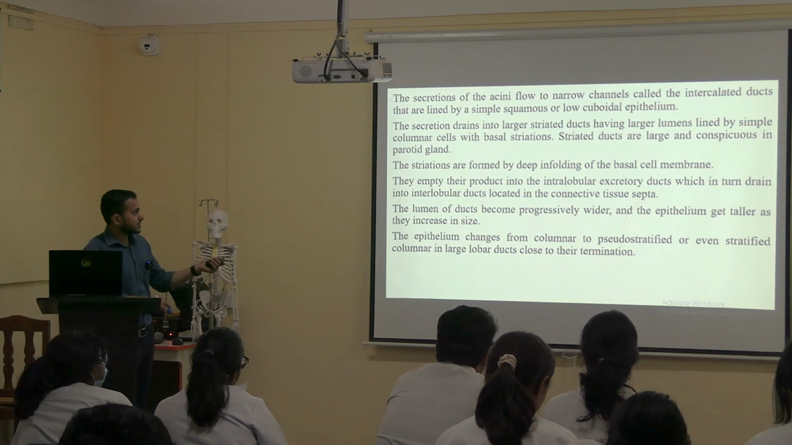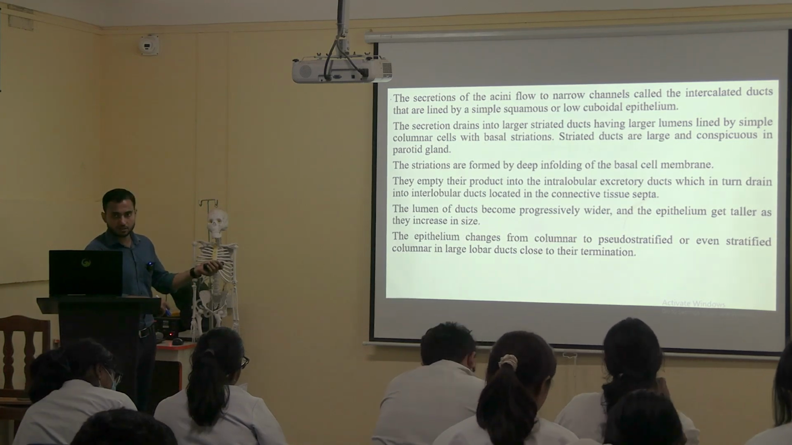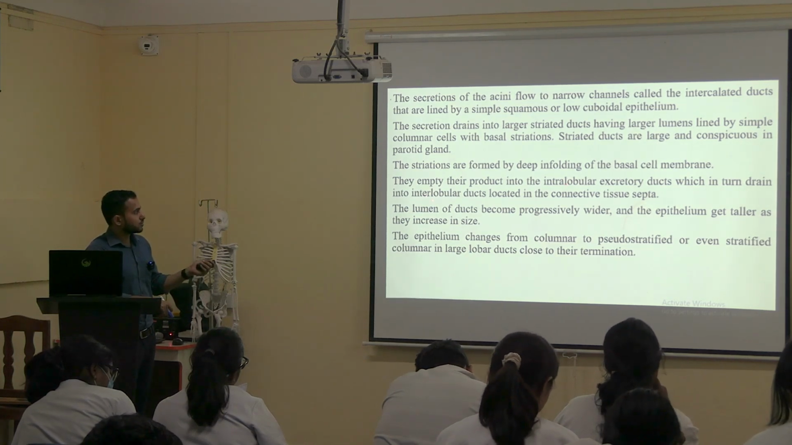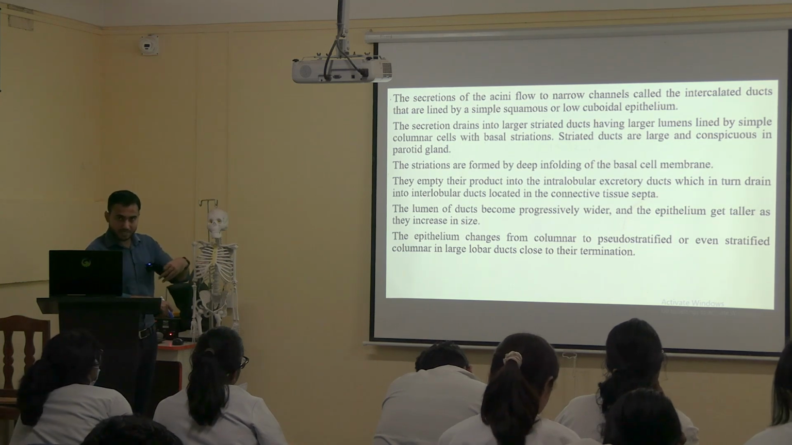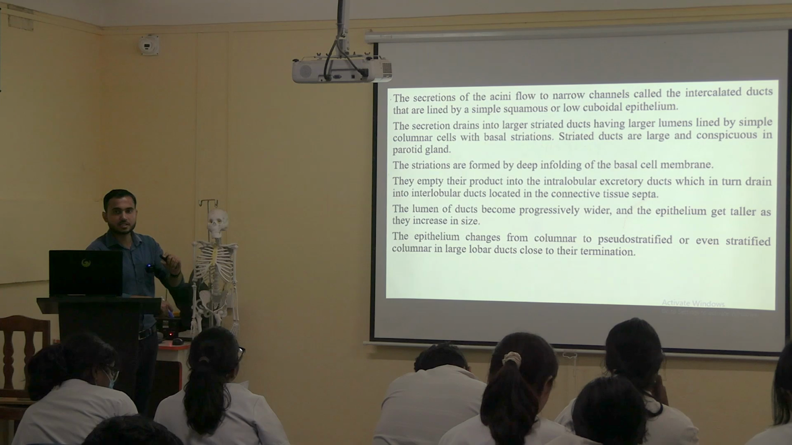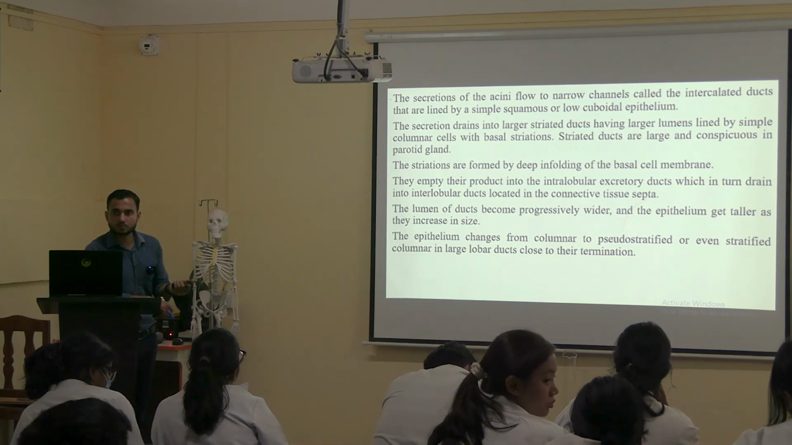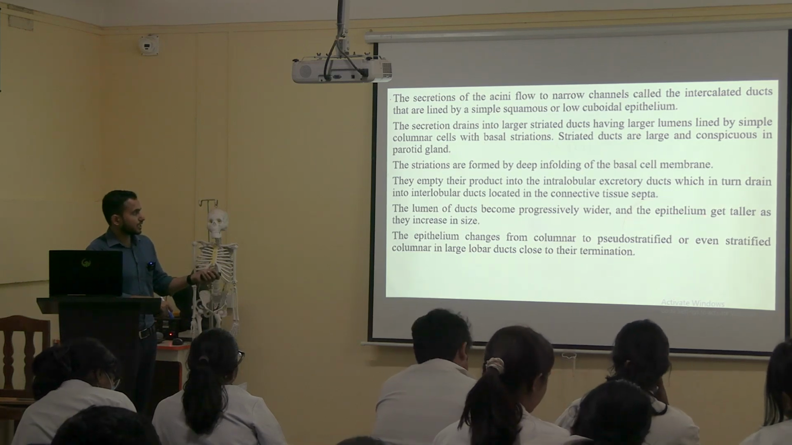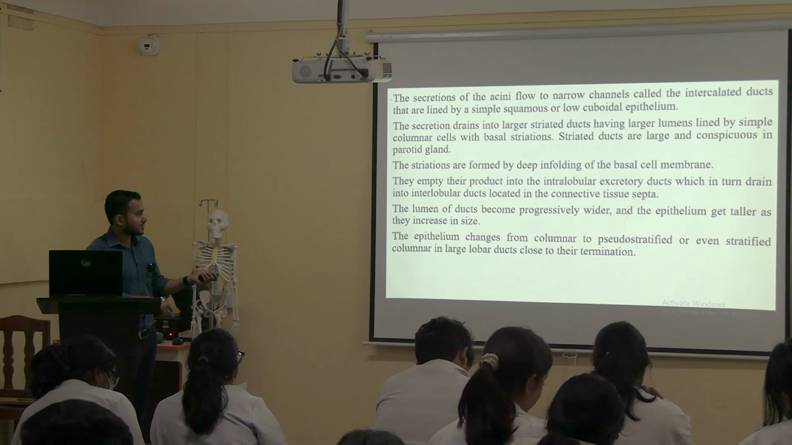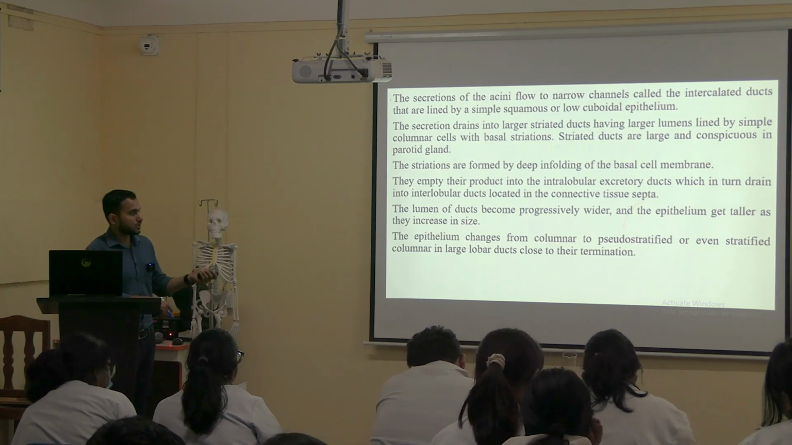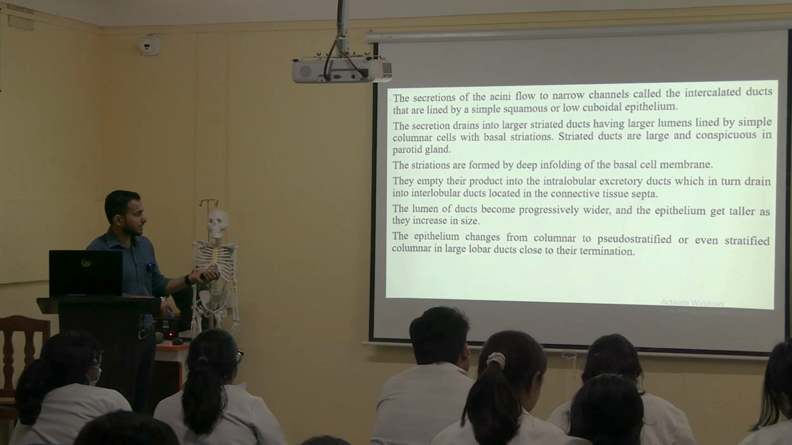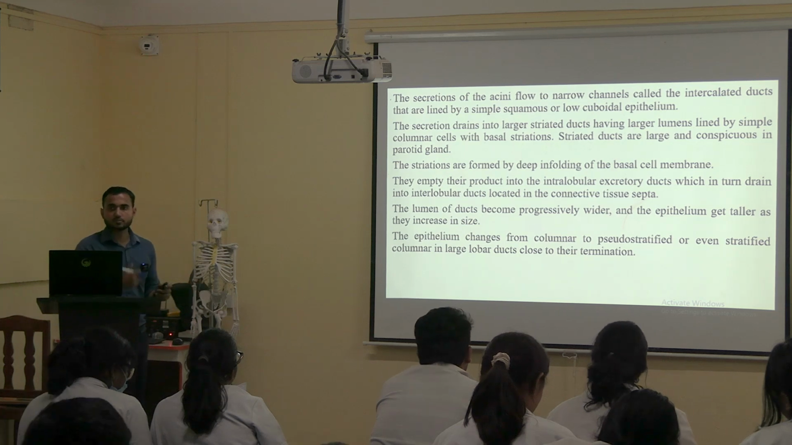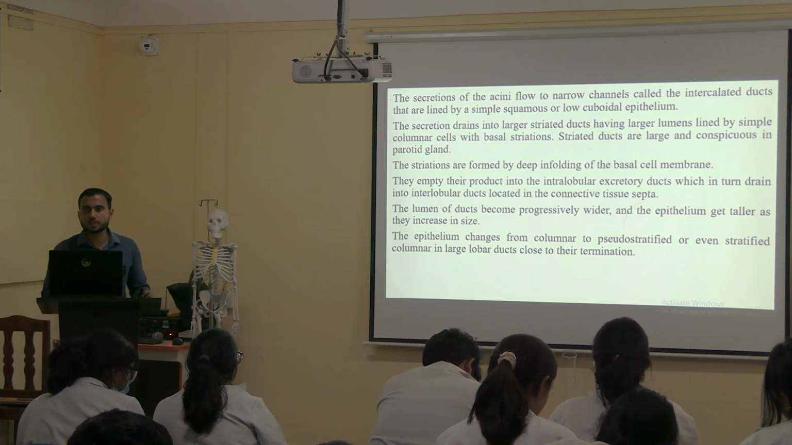As you can see, the lumen of the duct becomes progressively wider. From the intralobular to the interlobular duct, the size of the duct increases, and along with that the lining epithelium also changes. What are the changes taking place? First of all, the epithelium gets taller and increases in size. The epithelium changes from columnar to pseudostratified, then stratified columnar at the termination. So these are the changes taking place in the ducts of the parotid gland. This is specific for the parotid gland.